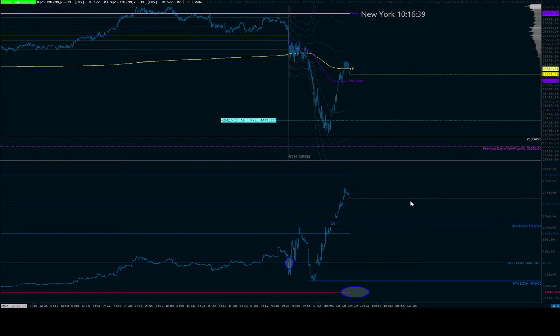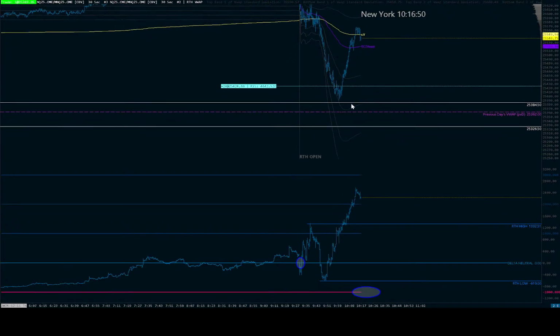It sounds nice in theory, but the reality of it is that sometimes you have to work your way into a trade. And there's people that are wanting to buy down here. They may not get the chance to.